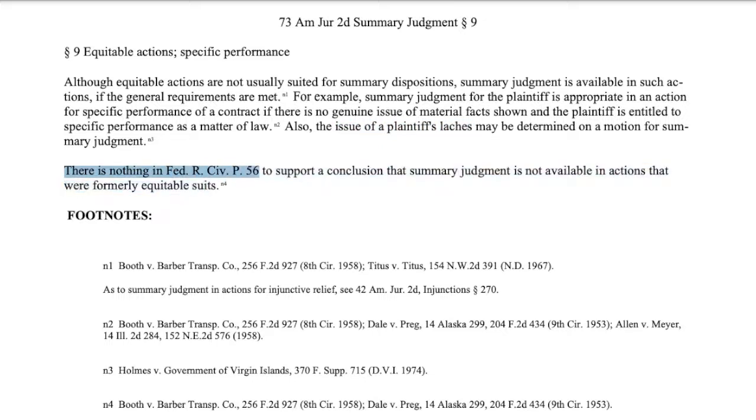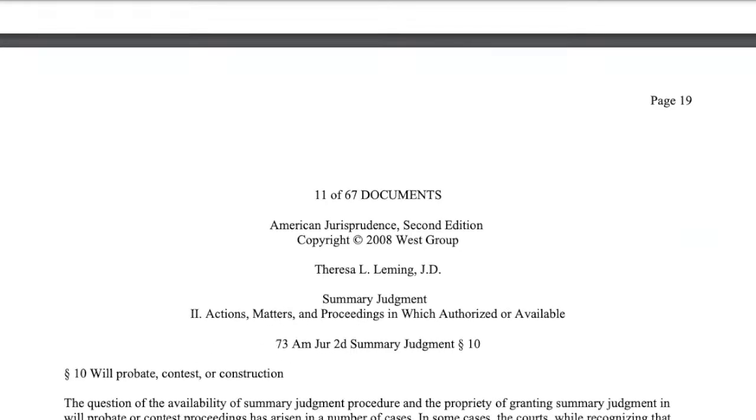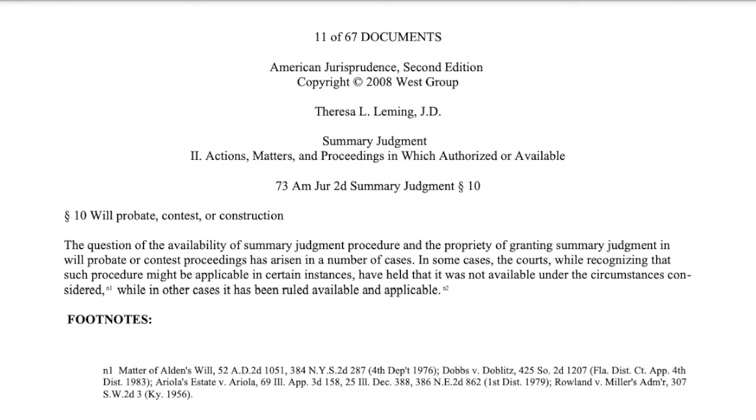There is nothing in Federal Rule 56 to support a conclusion that summary judgment is not available in actions that were formerly equitable suits. All right, and that was brief. Takes us right on to the next one.